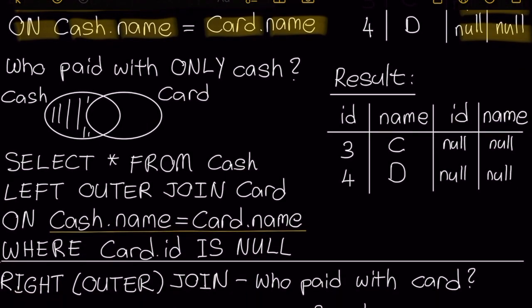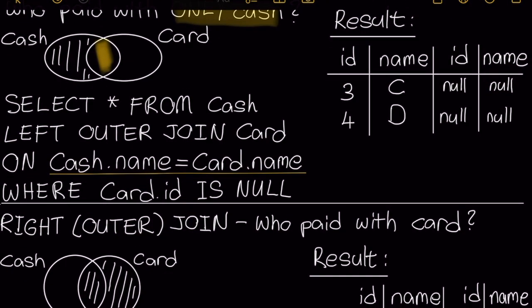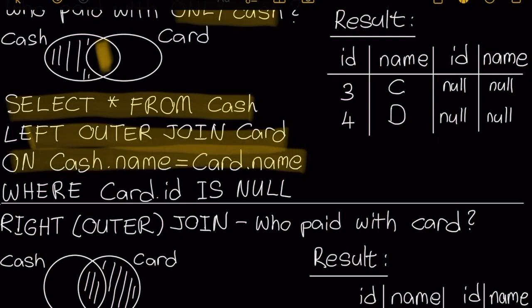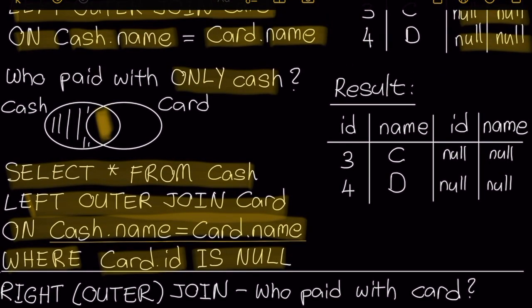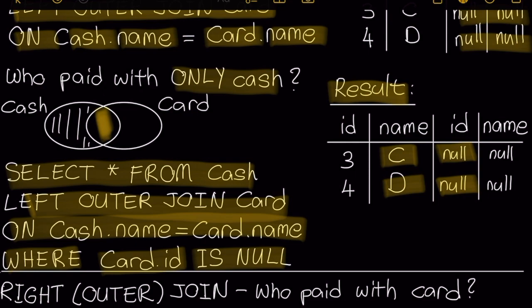Now, what if we want only the people who paid with cash, or cash only? We wouldn't want this intersecting part. To do this, we have the same exact query as before, but we add a where clause, and all we do is say where card ID is null. Since A and B are in the card table, they're not included in this results table. Only C and D have their IDs as null on the card table. So this is the table that we get back.